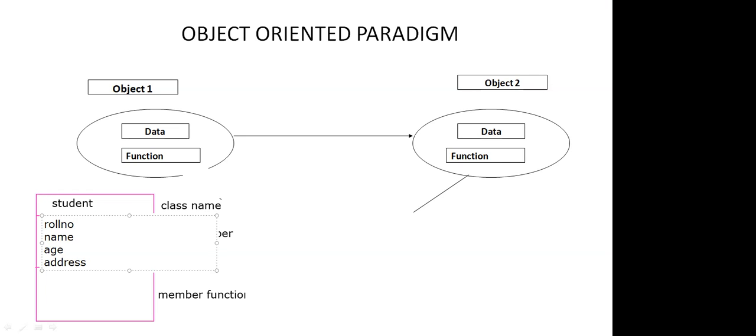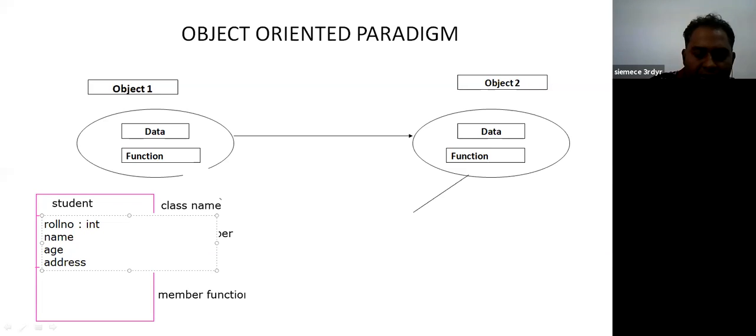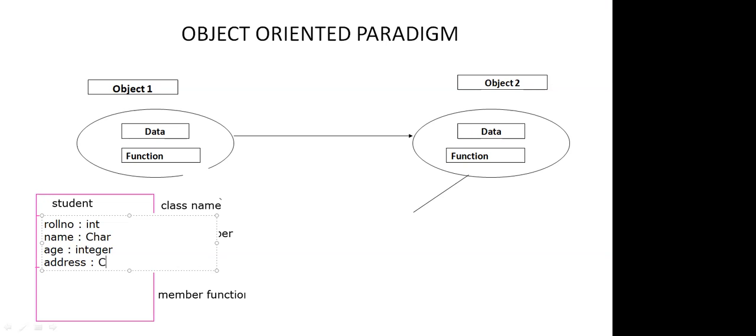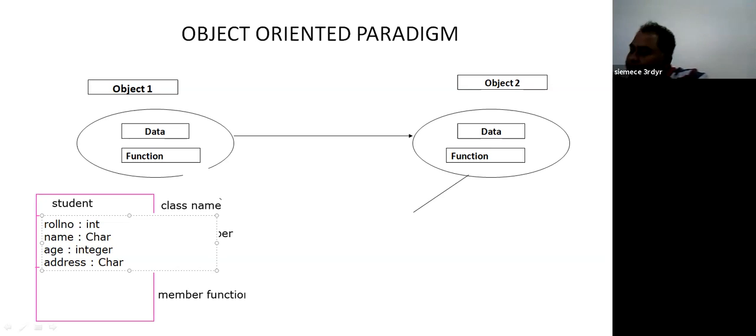Yes, sir. Okay. Now roll number can be an integer. Your name will be of character type. Your age will be an integer. Your address will be of character type. Now till here, is there any problem? No, sir. Have you understood? Yes. Okay, fine.